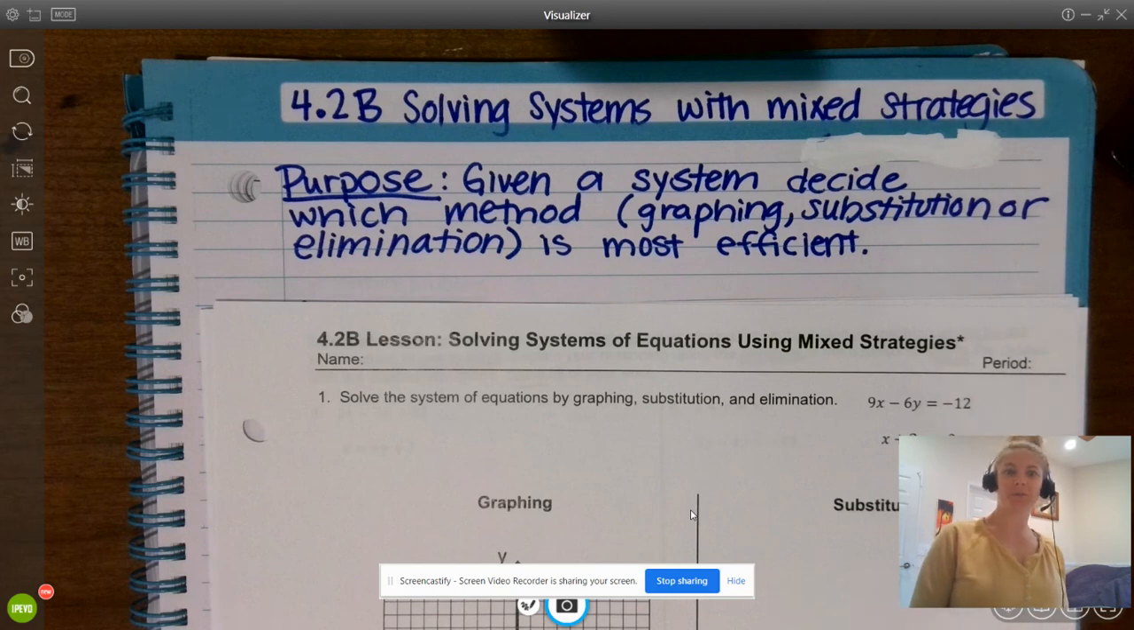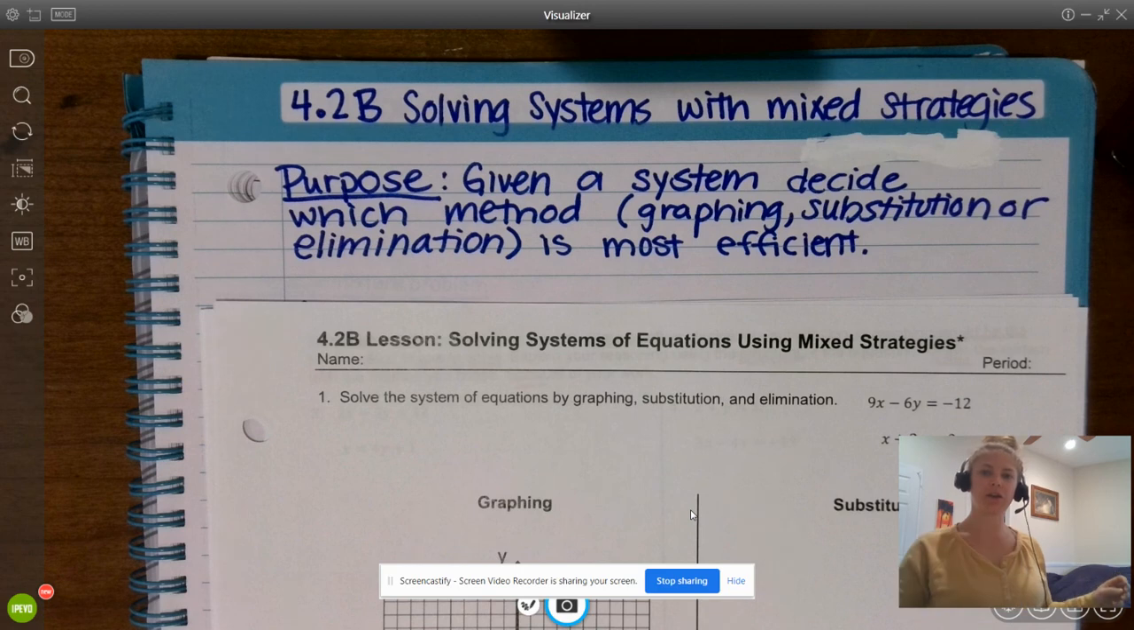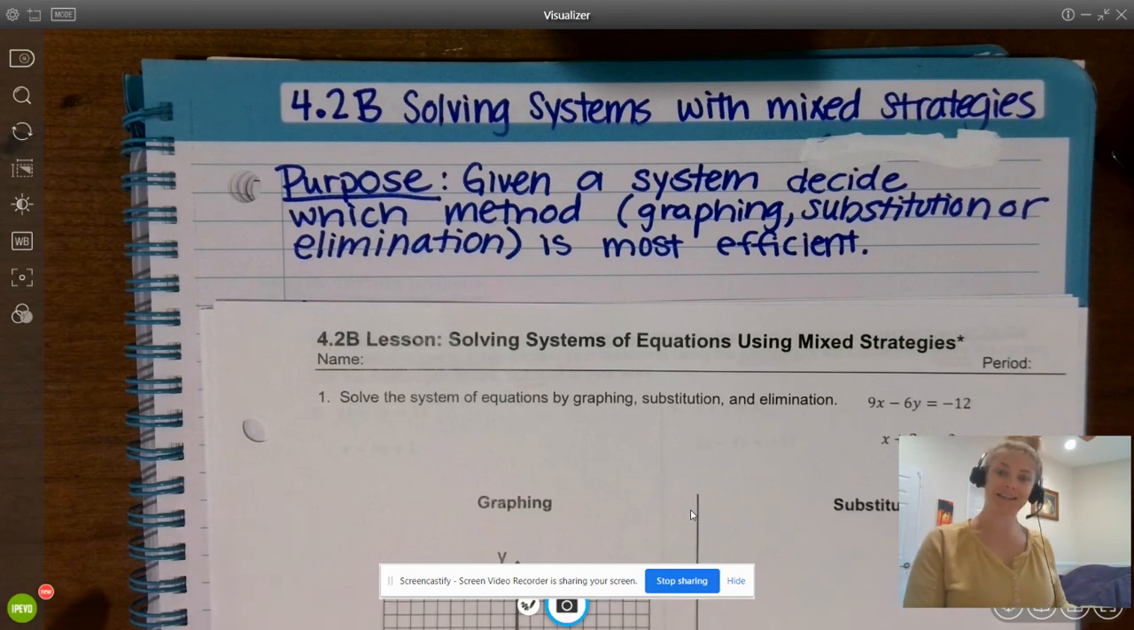We're doing 4.2b, solving systems with mixed strategies. So given a system, you're going to decide which method, graphing, substitution, or elimination, is most efficient. So let's get started.